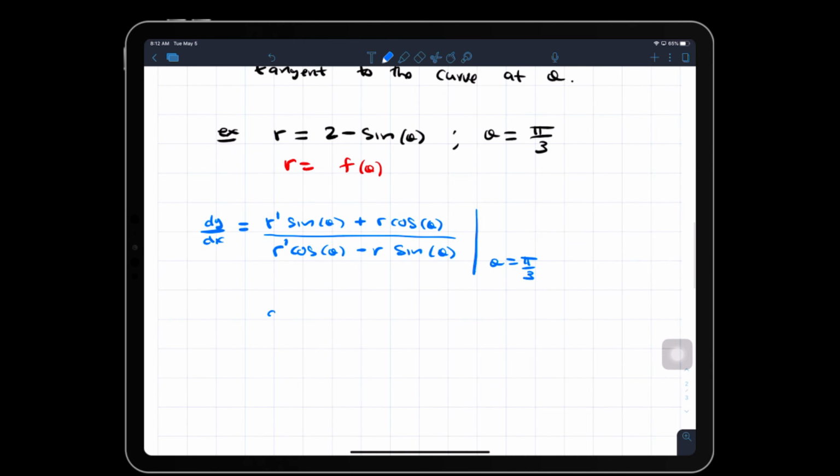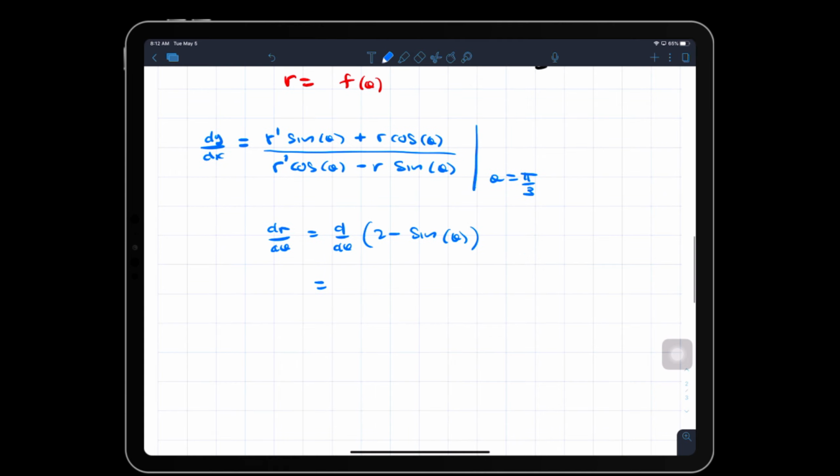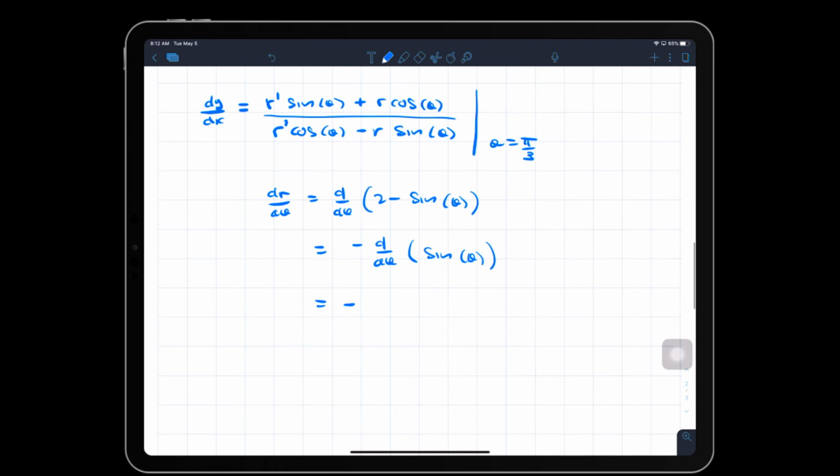So dr d theta, we know, differentiate this function with respect to theta. And we get the derivative of minus sine theta. Derivative of sine is cosine. So that's minus cosine theta. So this is the r prime that they're talking about. So that gets replaced right up here in these positions.